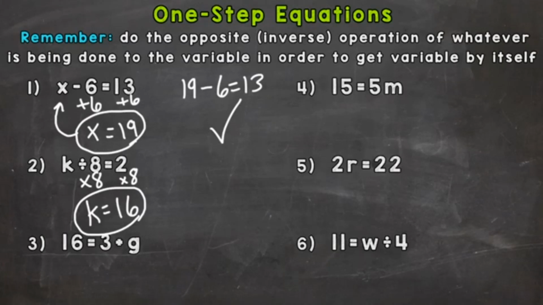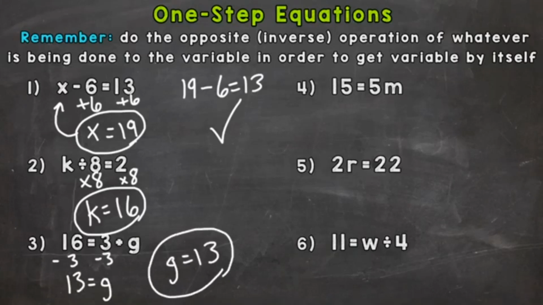Let's take a look at number 3. Now here we have the answer on the left-hand side and our variable on the right. That's okay. That happens in algebra sometimes. So we're adding 3 to g. So we need to do the opposite to that side to get g by itself. So we need to subtract 3, and we need to do it to both sides. So we get g equals 13. And I always like to rewrite with the variable first, g equals 13. And let's double check. Does 3 plus 13 equal 16? Yes, so we have the correct answer for the variable.